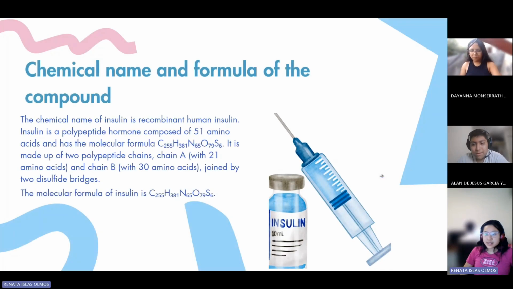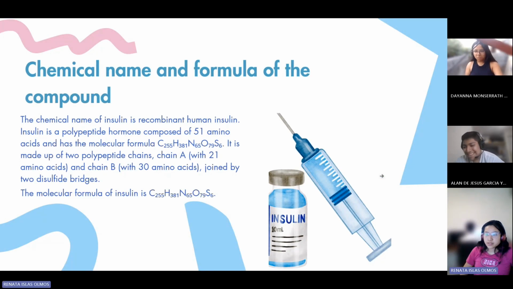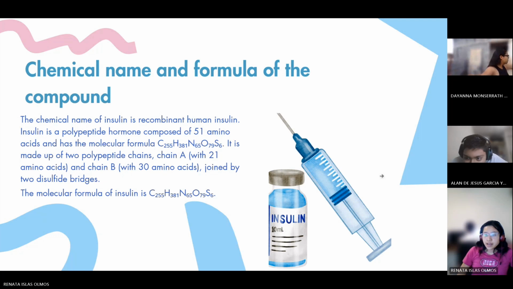Insulin is a peptide hormone composed of 51 amino acids, with a molecular formula of carbon 255, hydrogen 381, nitrogen 65, oxygen 79, sulfur 6. It is composed of two polypeptide chains, chain A and chain B, joined by two disulfide bridges.